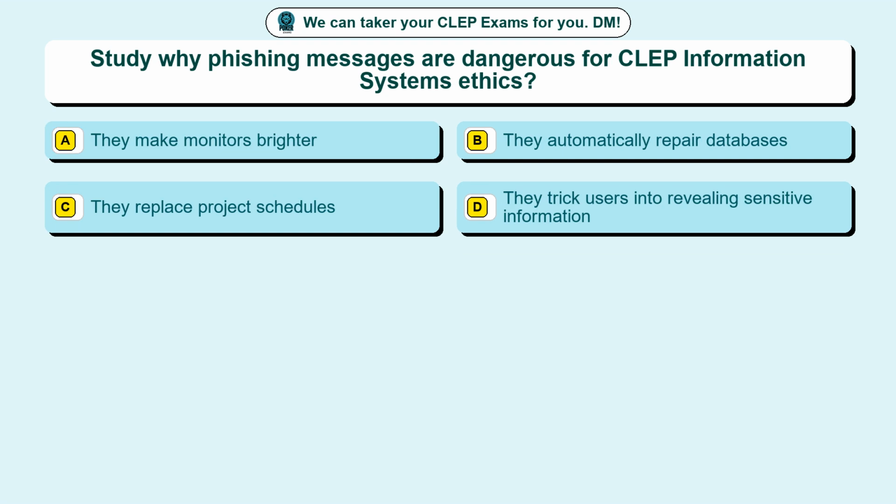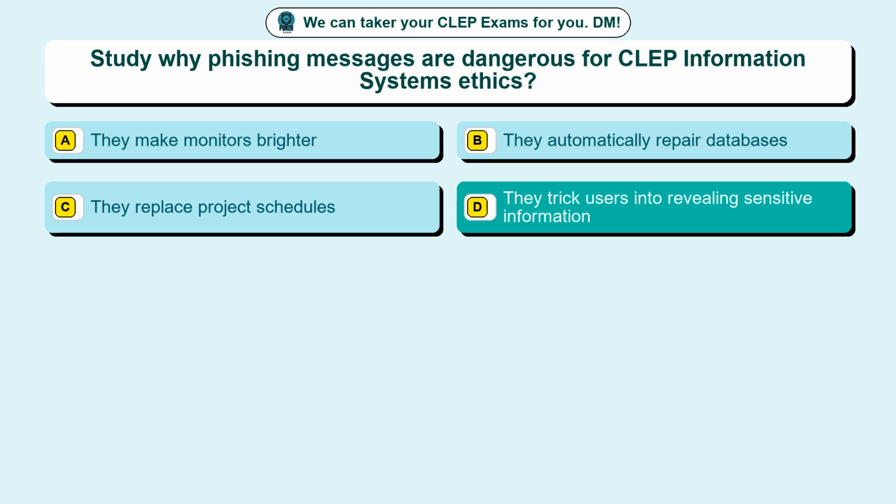Question 45. Study why phishing messages are dangerous for CLEP Information Systems ethics. Option A. They make monitors brighter. Option B. They automatically repair databases. Option C. They replace project schedules. Option D. They trick users into revealing sensitive information. The correct answer is option D. They trick users into revealing sensitive information.